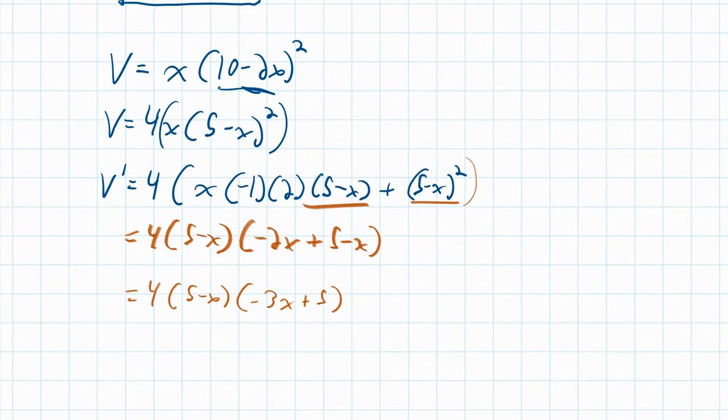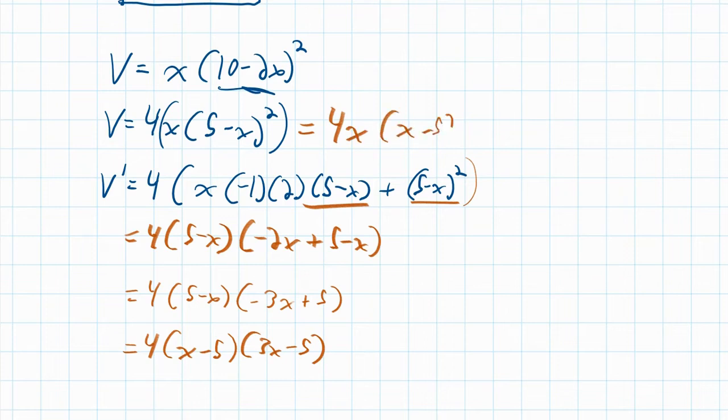And I'm going to take a negative out of both of those so that they will cancel each other out and give me an x minus 5 and a 3x minus 5. And this is one of those where, if I looked back up at this right here, I could have actually written this as 4x times x minus 5 squared, because 5 minus x squared and x minus 5 squared are the same thing. That's one of those properties of even functions that just helps greatly when you do this.